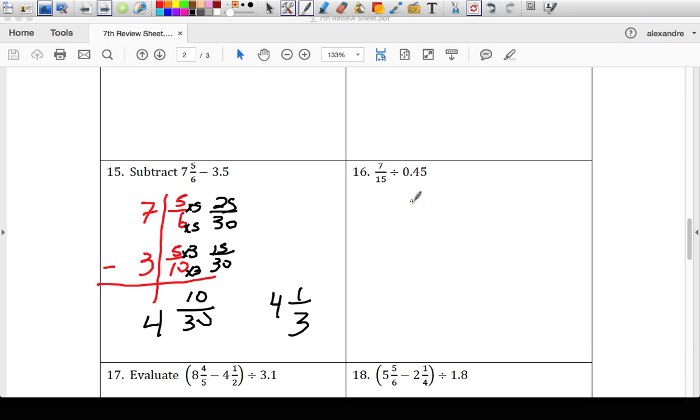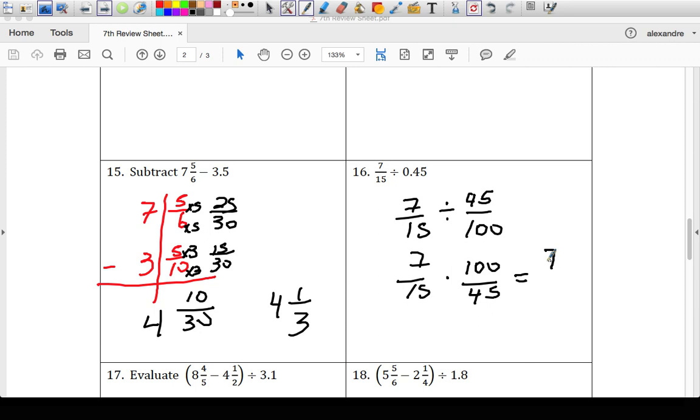That's fine. 7/15. I'm going to divide that by 45 over 100. Change the decimal to a fraction. 7/15, we're going to multiply that by the reciprocal. 7 times 100 is 700. At the bottom, 15 times 45. I have no idea. 15 times 45 makes 675.